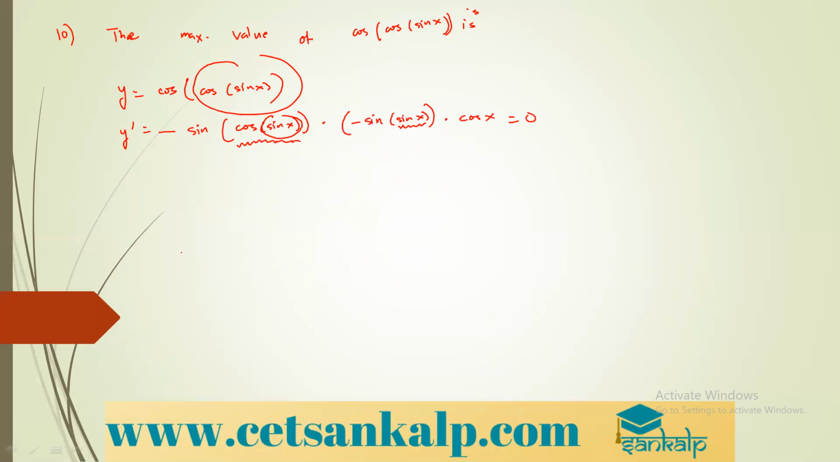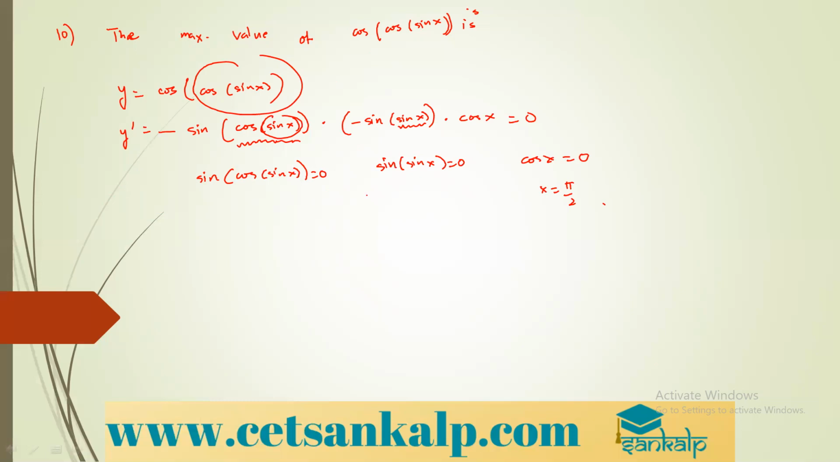So one way of making it 0, there are actually 3 ways to make it 0. How? The first way is sine of cos of sin x should be 0. The second way is sine of sin x should be 0. The third way is cos x equal to 0. This is the easiest of all.